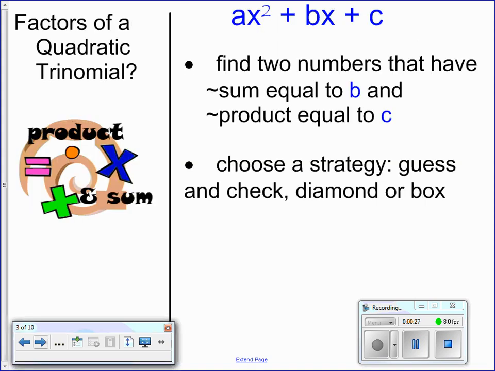So the factors of a quadratic trinomial means that we need two binomials that multiply together to equal that trinomial. The way we find that is we look for the two numbers whose sum is equal to b and product is equal to c. So what two numbers multiplied together equal c and add together to equal b? We'll talk about some different strategies: guess and check, the diamond, the box.